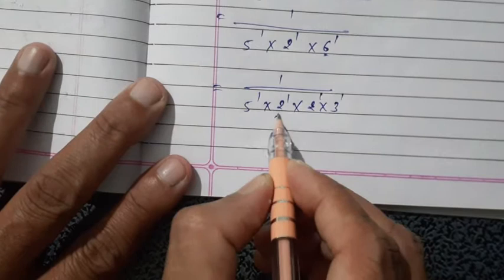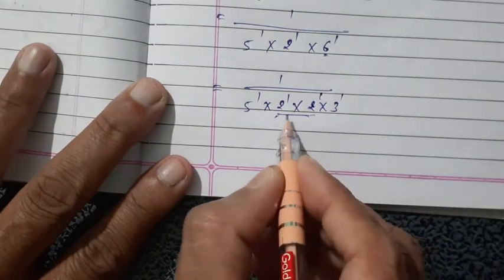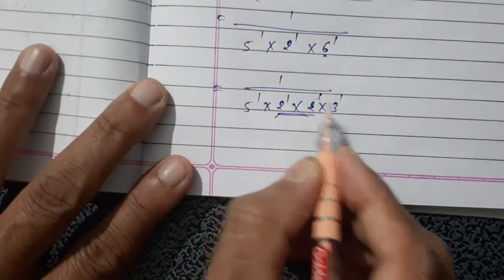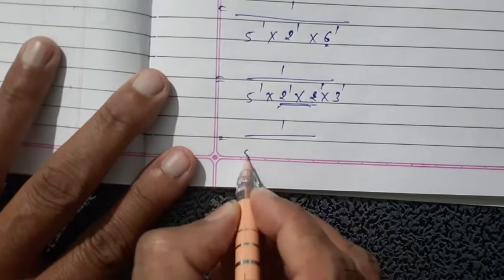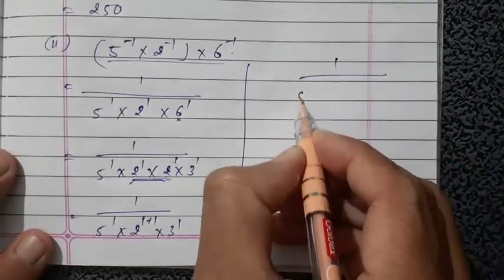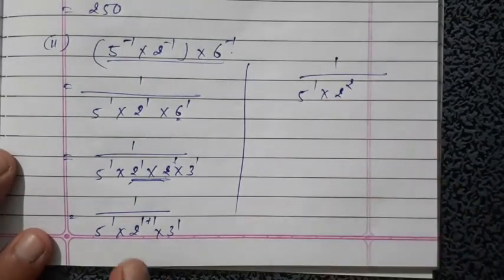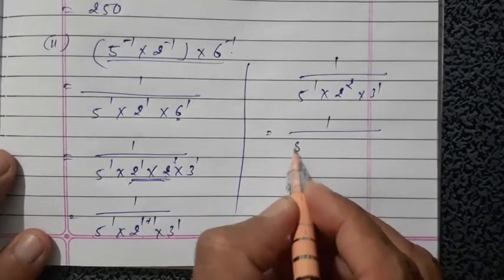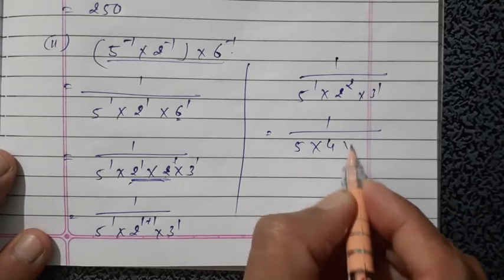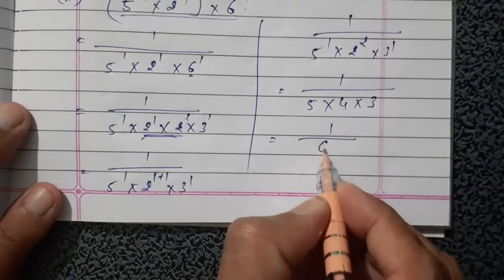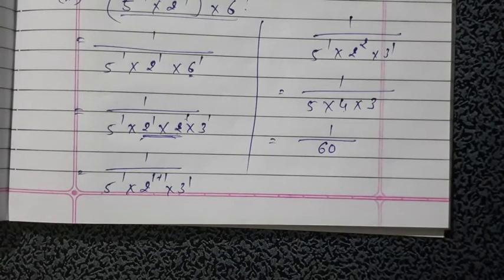Now check the base, same base, exponent with same base. These two are 2 and 2 power. So what to do? Addition of their powers. So 1 upon 5 raised to 1 into 2 raised to 1 plus 1 into 3 raised to 1. So what is the answer? 1 upon 5 raised to 1 into 2 raised to 2. 1 plus 1 means 2 into 3 raised to 1. So 1 upon 5 into 2 raised to 2 is 4, and that is 3. So 1 upon 5 4s are 20, 3s are 60. So answer is 1 upon 60.